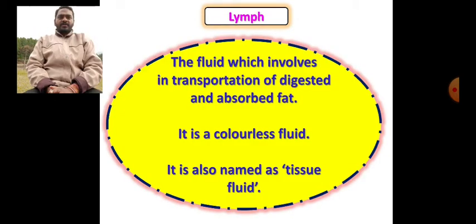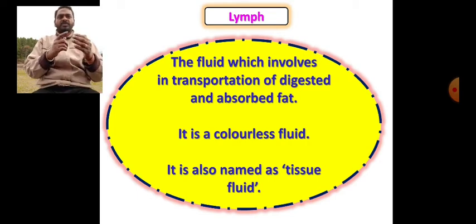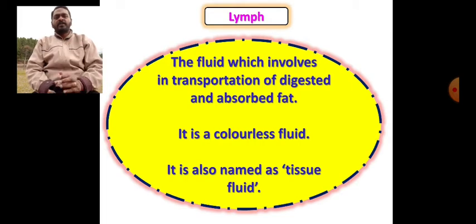Now lymph. So lymph, what is it? When we talk about blood, we must be aware of lymph. Lymph is a different kind of liquid, and the system which runs along with, or parallel to, our circulatory system is called the lymphatic system. That lymphatic system has this liquid called lymph.